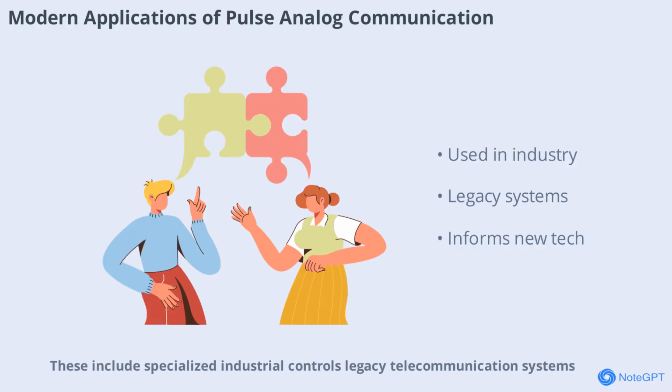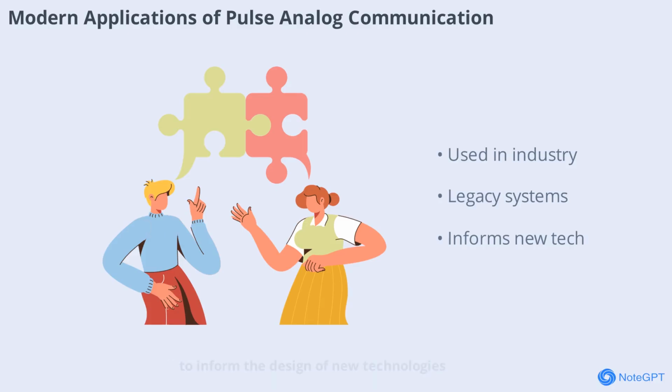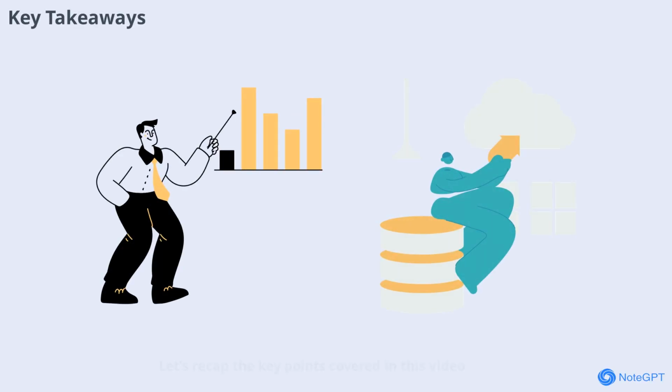These include specialized industrial controls, legacy telecommunication systems, and certain types of audio and video transmission. The principles of pulse modulation continue to inform the design of new technologies, ensuring their relevance in the ever-evolving field of communication. Let's recap the key points covered in this video.